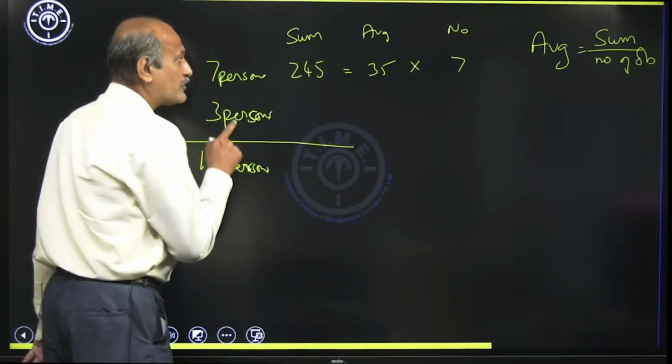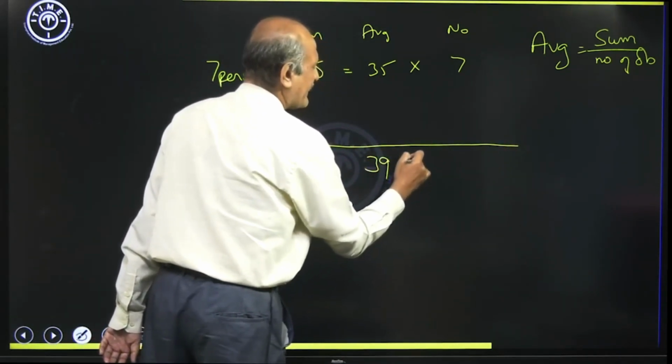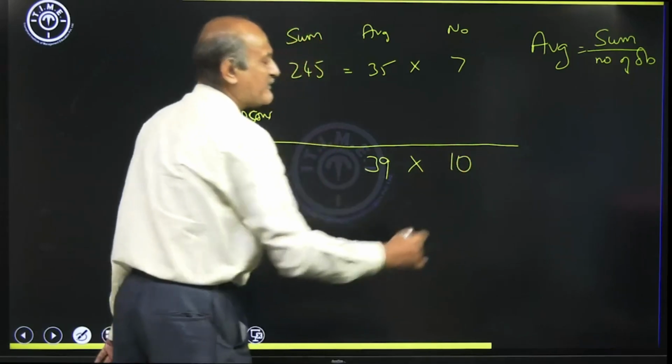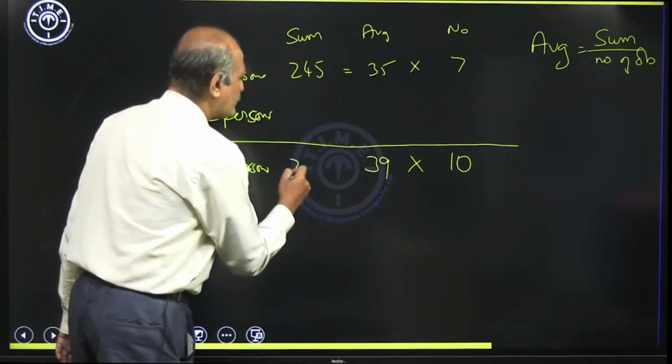So what do we know? For these 10 people, the average is equal to 39, and there are a total of 10 people present here. So what is the sum of their scores? It is 39 into 10, which is equal to 390.